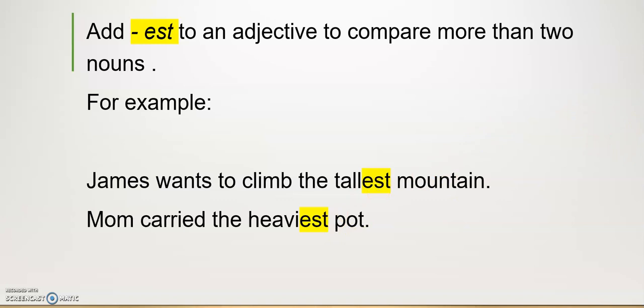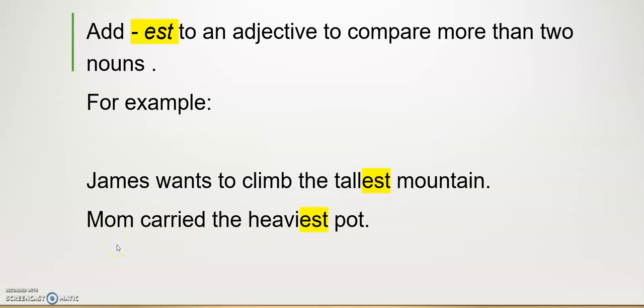It's not correct to say James wants to climb the taller mountain. Taller than what? We have to compare two things with er. But here, in this example, we added est, so that I can tell you that it's more than one mountain.